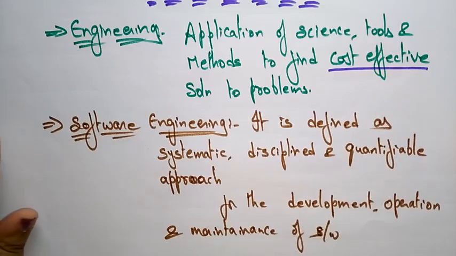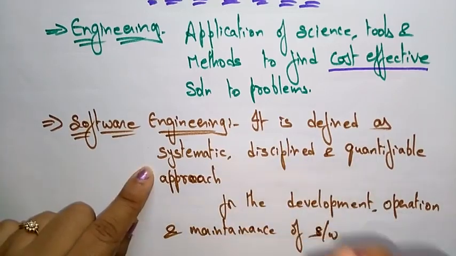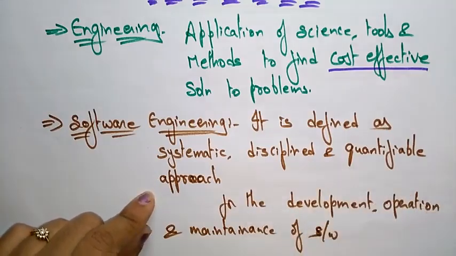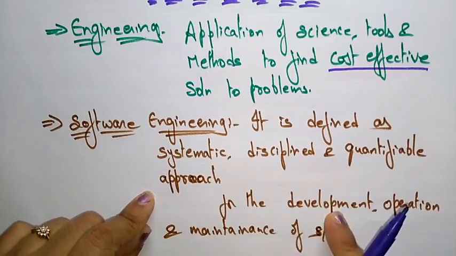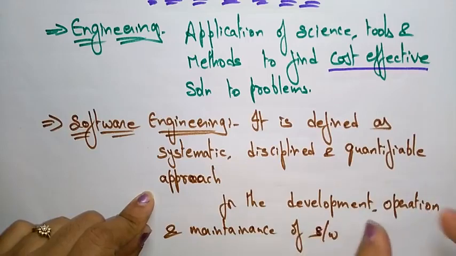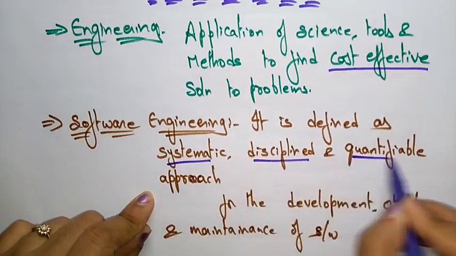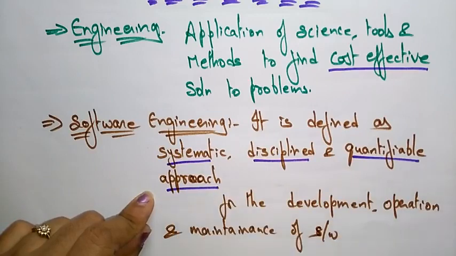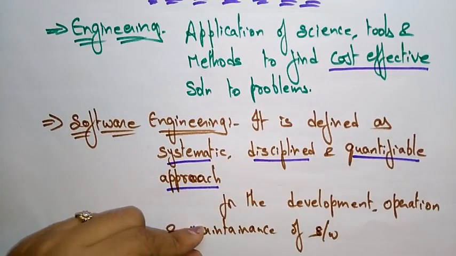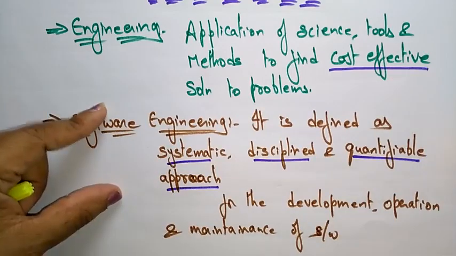What it is saying is that you have to follow a systematic approach, that should be disciplined and quantifiable, for the development, operation and maintenance. Whatever product you are going to develop, whatever operations you perform on that product, and whatever maintenance you do after the completion of the product, for each and every stage you have to follow a systematic, disciplined and quantifiable approach. Then only you will get a good, cost-effective output. Everything will be successful. That you call software engineering.